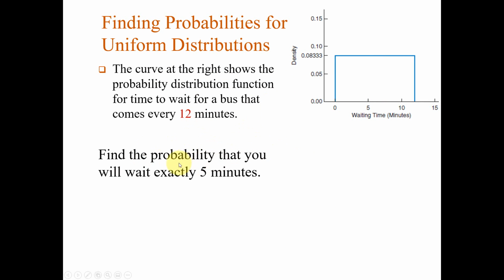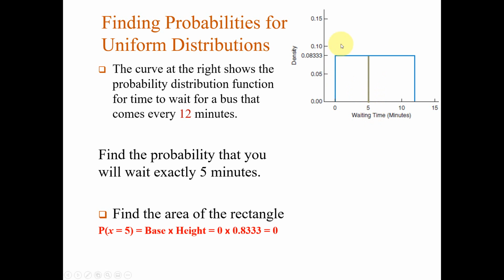Now find the probability that you will wait exactly 5 minutes. Well, you can't exactly do that because you can't take the area of a line, because the line has a width of 0, and that's what the base would be here. And so you can see right there.